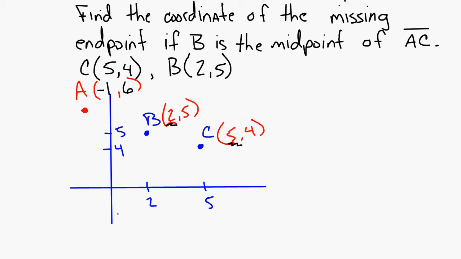You say to yourself, what am I doing to get from here to the middle? And whatever you're doing, you've got to do again. On the y's, I went from 4 to 5. I went up 1. So to continue on that same path, I've got to go up 1 from 5, and 5 plus 1 is 6. From 5 to 2, I went down 3. So 2 down 3 is negative 1. And that's the easiest way to do these problems.